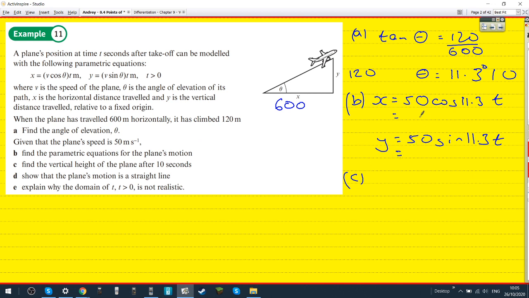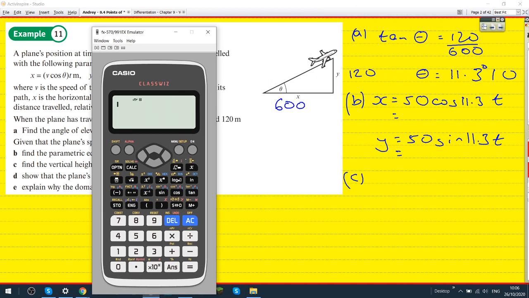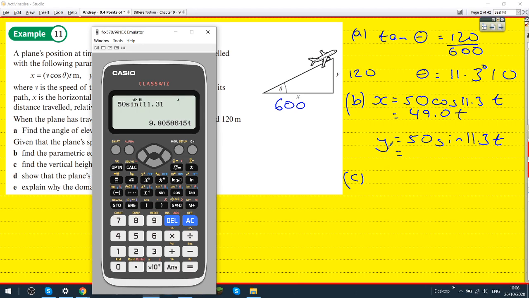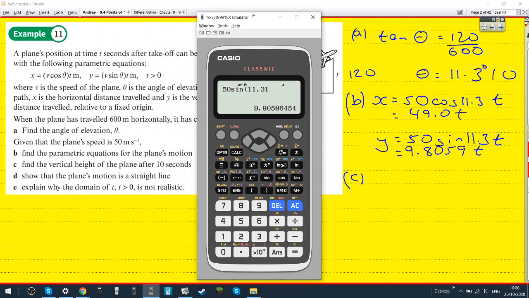Or maybe just in case, what would these be to 3 sig fig? So 50 cos 11.310. I got 49.0T. And I got 9.8059T, just so we have it for the working out. Question C.